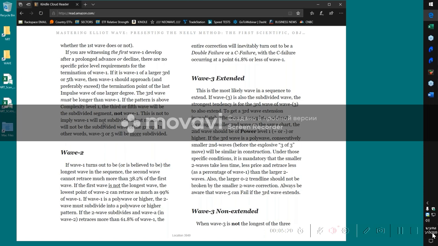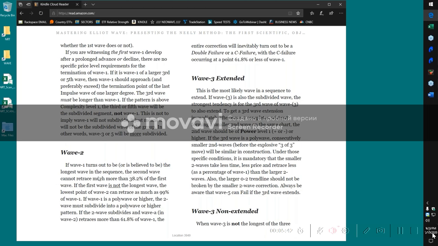And I just would never allow a second wave to retrace 99% of wave 1. I would rarely ever allow it to retrace more than 70%. And in that case, again, you want the end of wave 2 not to be that 70% retracement point, but you'd want it to subdivide and the conclusion to be at 61% or less of wave 1.